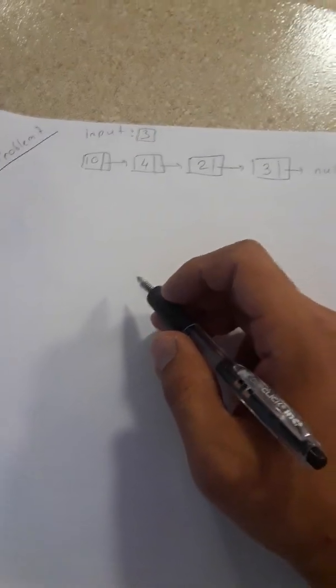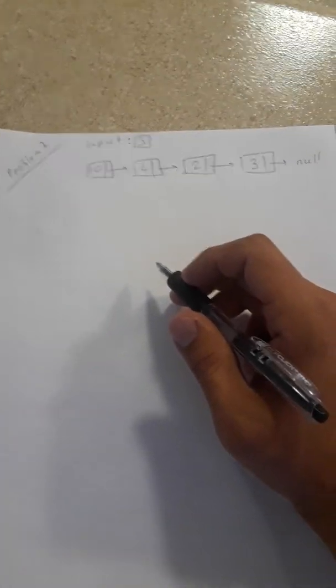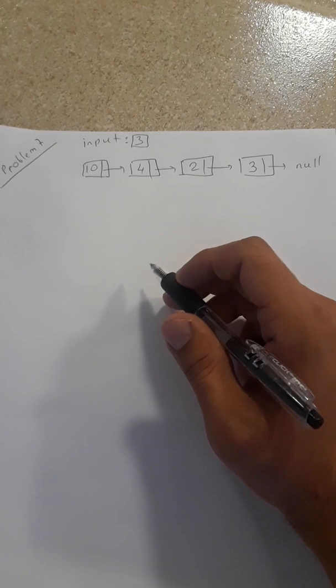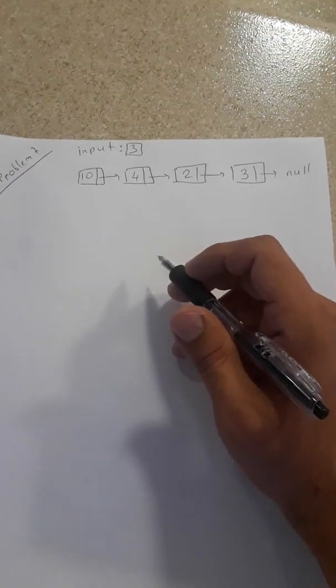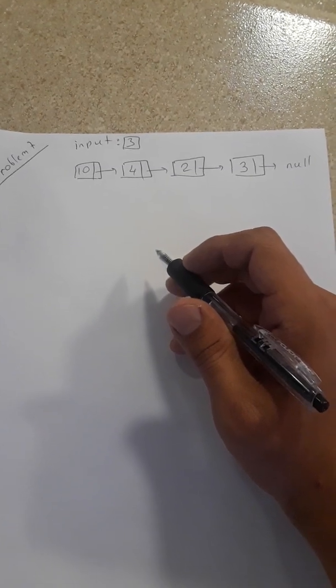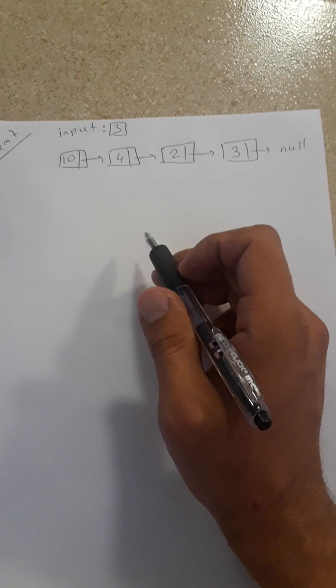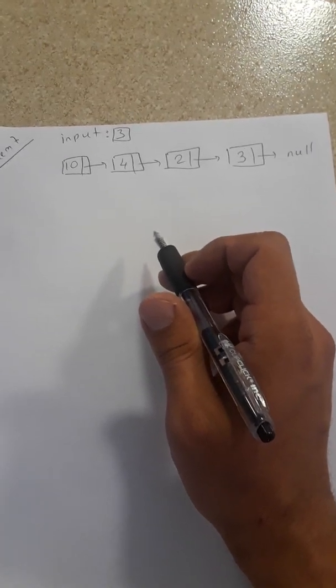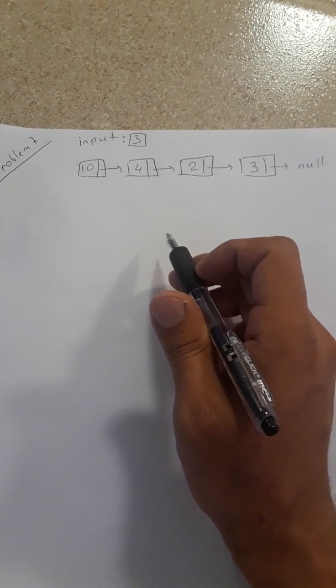Hello, so here is problem number 7, and in this problem we have to create a new linked list according to the given linked list and the input number. The input number is the partition number, according to which we have to filter numbers from our input linked list.